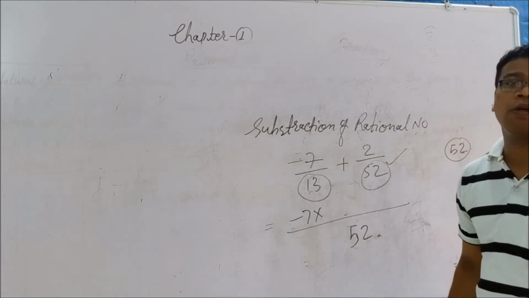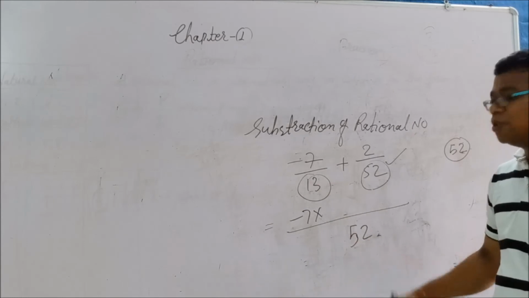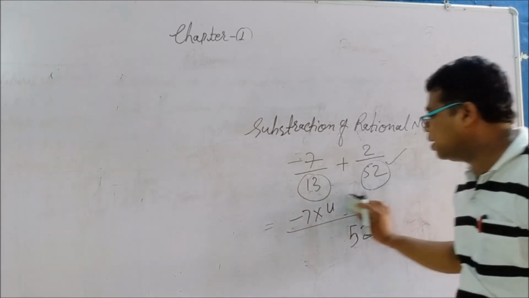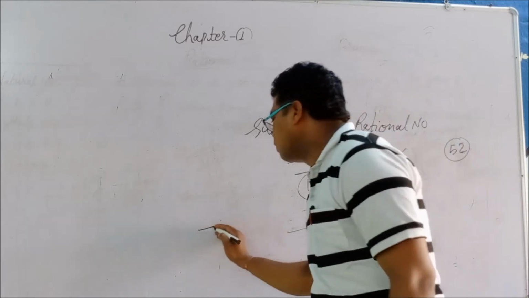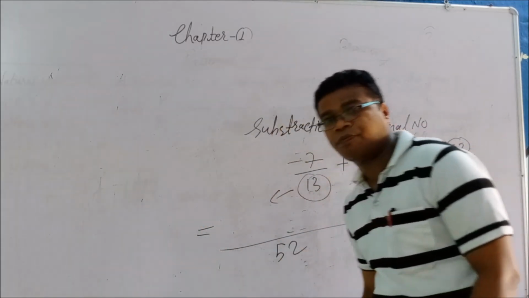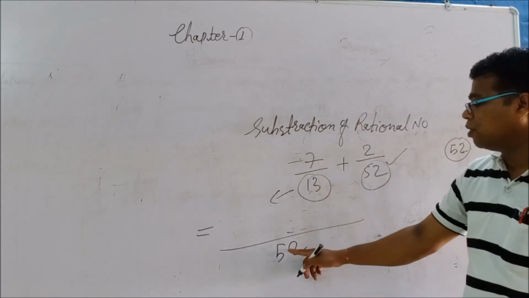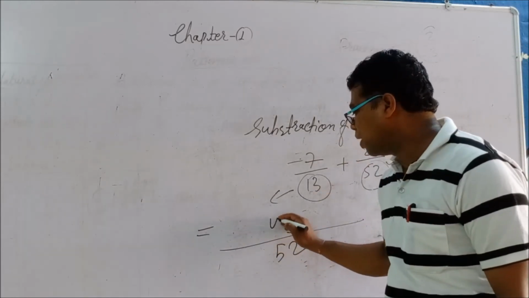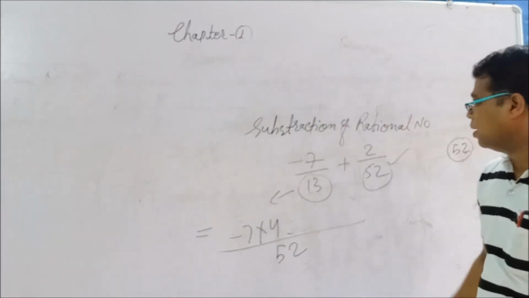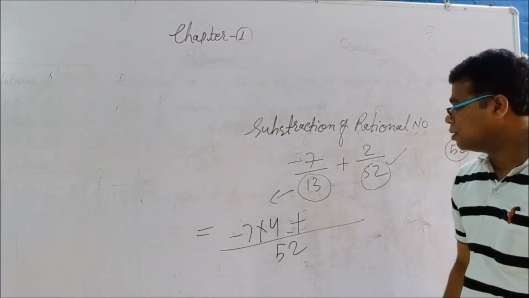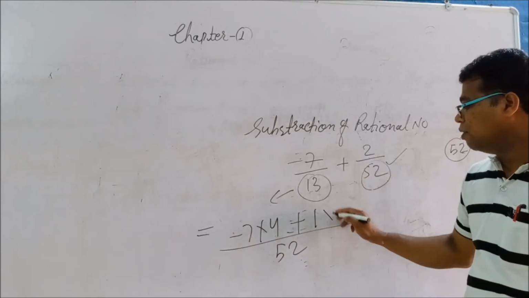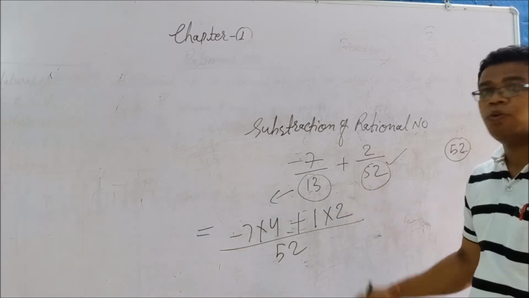Minus 7 into what? How many times does 13 come in the table of 52? 4 times. So see, I am writing here also. From here we are going to start. What is my LCM? 52. How many times does 13 come in the table of 52? 4. So that 4 I have to multiply with the numerator minus 7. Same like that, here plus sign, I will write down plus. How many times does 52 come in the table of 52? 1 time. So that 1 will be multiplied with the numerator 2.